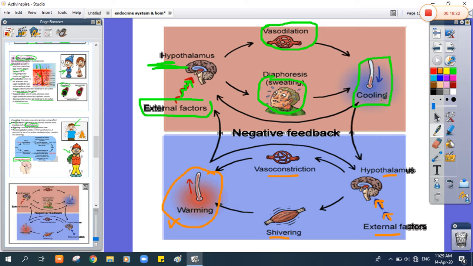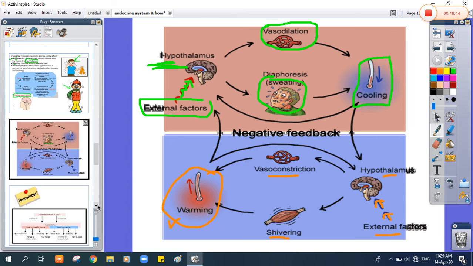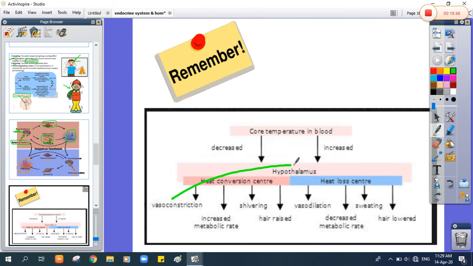And on the hot day, this is the hot day, your body will do vasodilation and sweating, so you will feel more cool. Okay? This is simply the thermoregulation. It is very, very easy. You have to remember this.